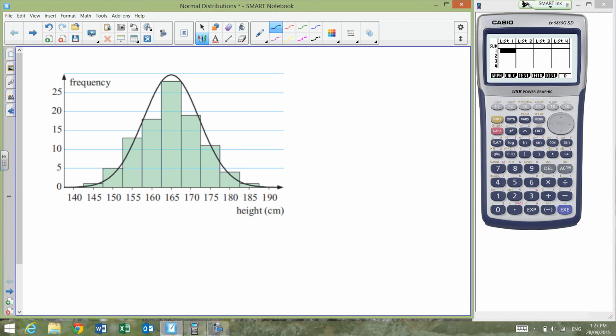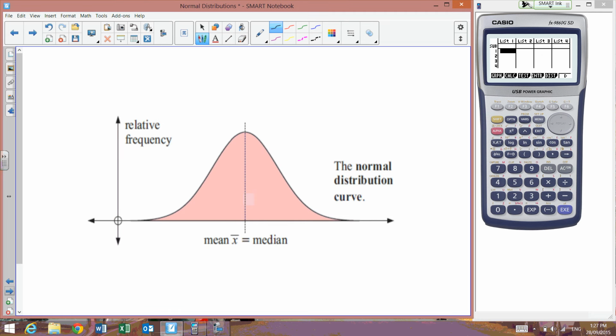In this video, we're going to have a look at normal distributions. A normally distributed set of data looks like the graph we have here, where it looks like a bell curve, which is another way that we can describe it. The most frequently occurring piece of data is in the middle, which means that it is both the mean and the median of the data. So it's right in the middle. It's the most frequently occurring piece of data, but it's also the average as well.